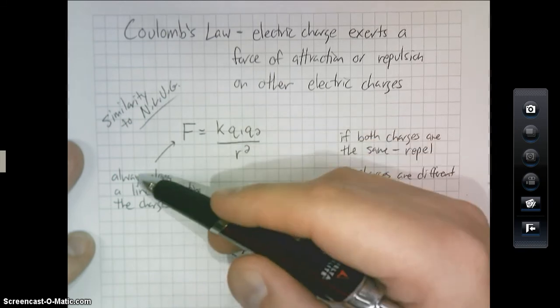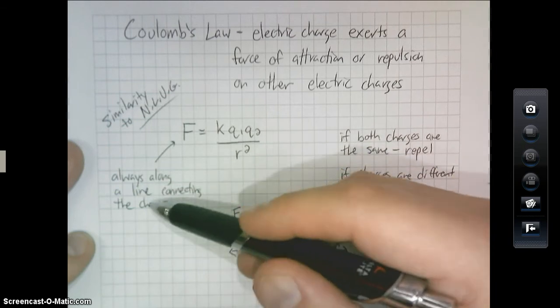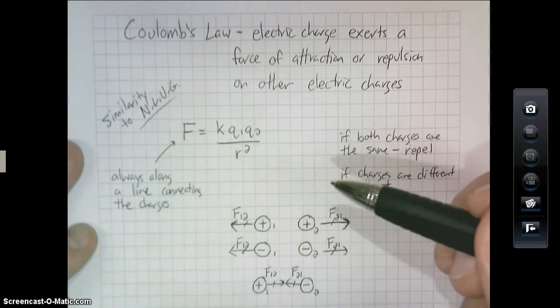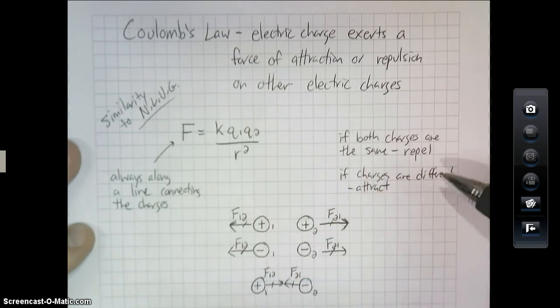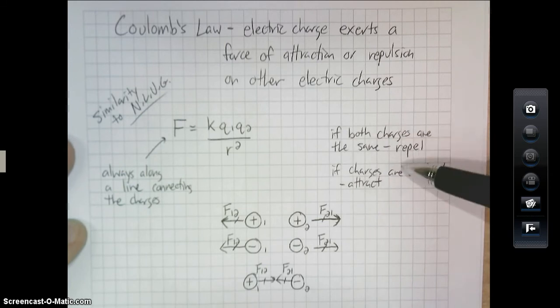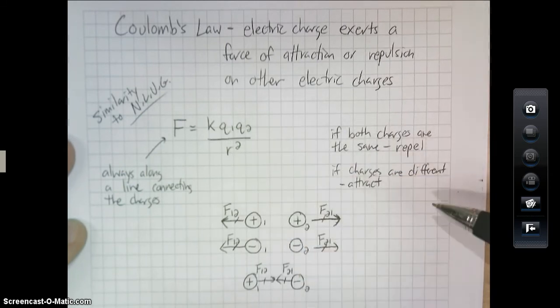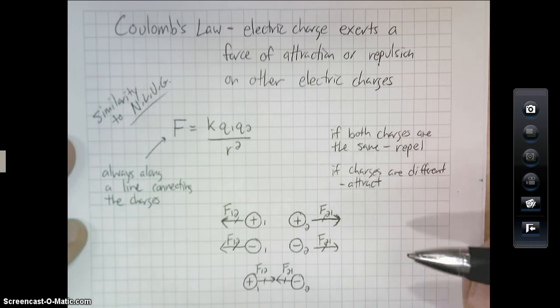Now, I've got on here that the force is always along a line connecting the charges. Please don't think that the charges are actually in physical contact with each other. It's just along a straight line path. Okay? Now, one thing to keep in mind, if both charges are the same, so if these are both positive charges, then it's talking about a repulsive force. If the charges are different, then they attract, it's talking about an attractive force.